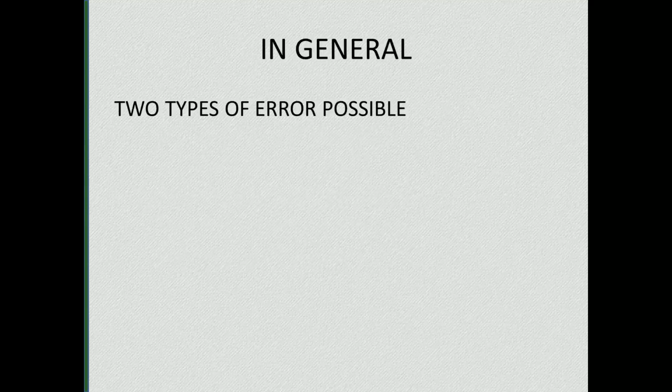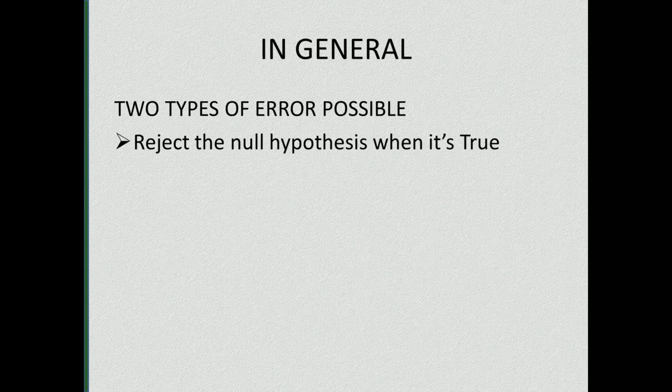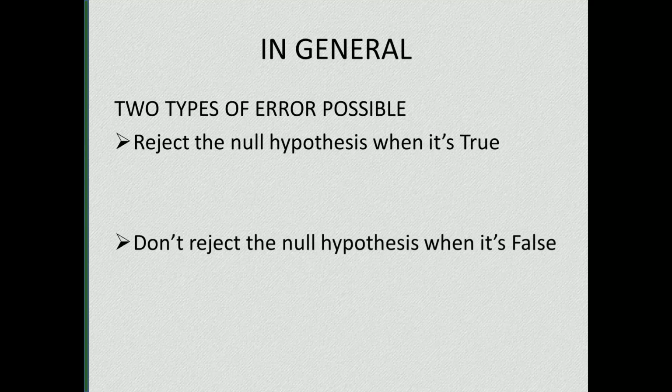In general, in any hypothesis test, these two types of error are going to obtain. We might reject the null hypothesis when it's really true. Alternately, we might not reject the null hypothesis when it's really false. This first type of error is called a type 1 error.